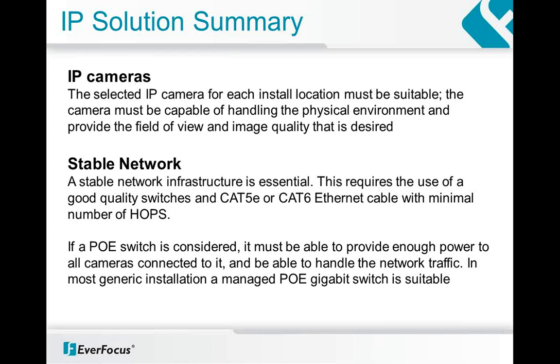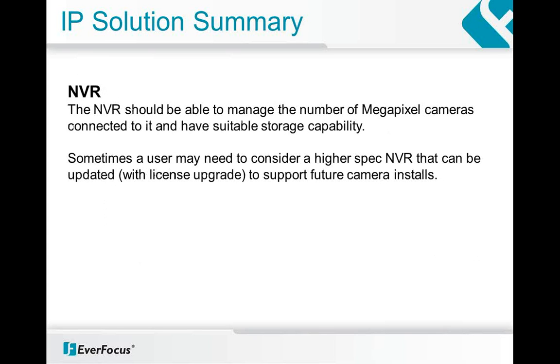This requires the use of good quality switches and Cat5 or Cat6 cables with a minimal number of hops. If a PoE switch is considered, it must be able to provide enough power to all the cameras connected to it. So that's when I was saying the 2 terms, 802.3at and af, those are 2 voltage readings that you want to be aware of when picking a PoE switch.